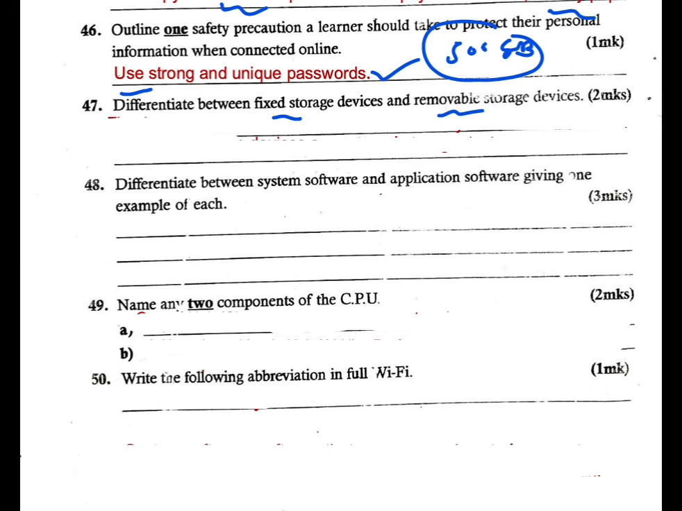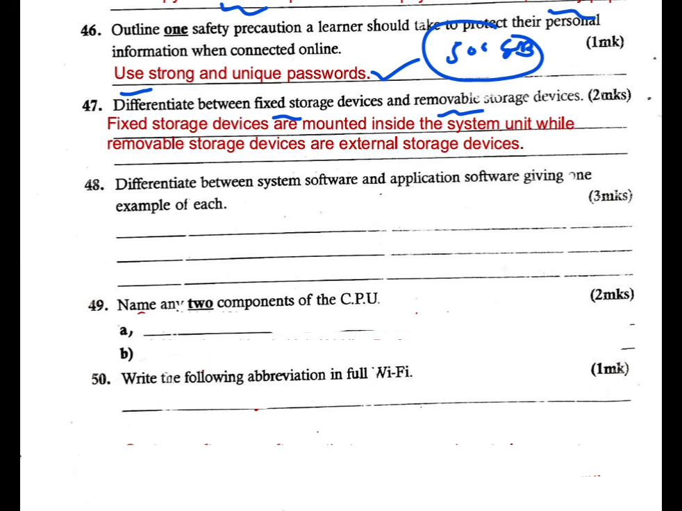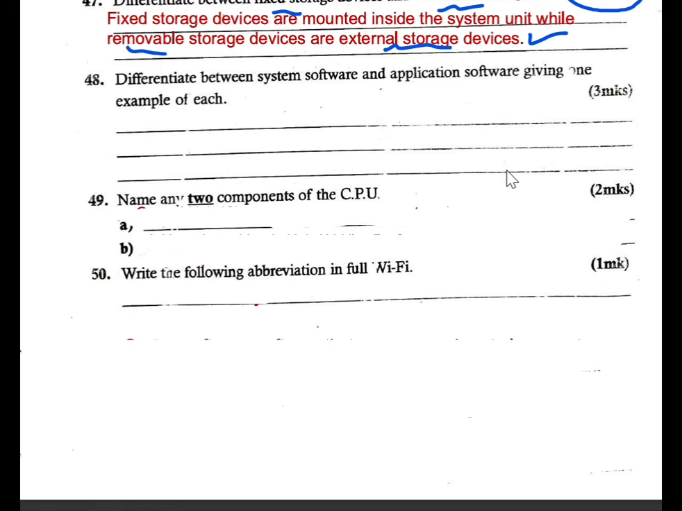So you can differentiate by giving a definition: fixed storage devices are mounted inside the system, they come with the system, while removable storage devices are external storage devices. That is one difference. Secondly, you can say removable storage devices are portable, they are easy to move with, while fixed storage devices are fixed inside the system, they are not portable. So you can give any of the differences and you score those 2 marks.